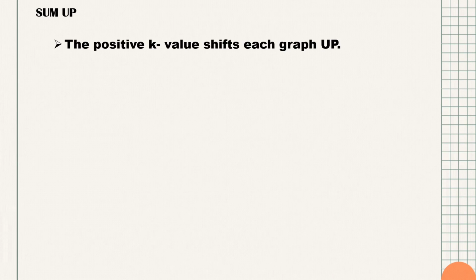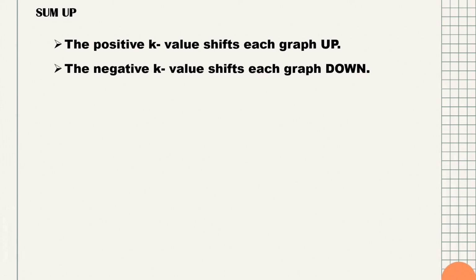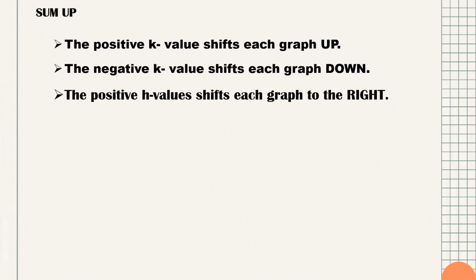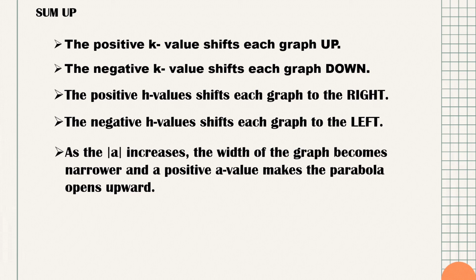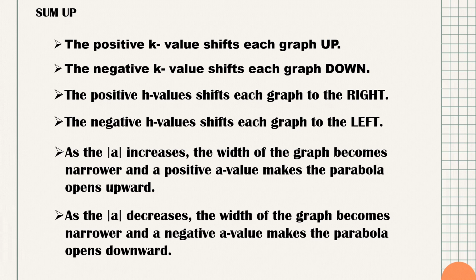To sum it up, the positive k value shifts each graph up, while the negative k value shifts each graph down. The positive h value shifts each graph to the right, while the negative h value shifts each graph to the left. As the absolute value of a increases, the width of the graph becomes narrower, and the positive a value makes the parabola open upward. While as the absolute value of a decreases, the width of the graph becomes narrower, and a negative a value makes the parabola open downward.